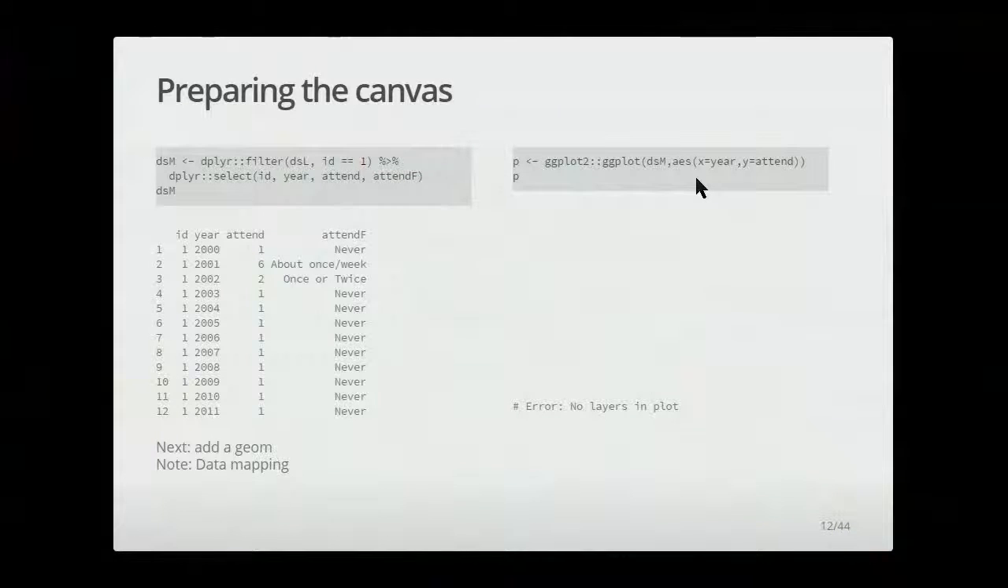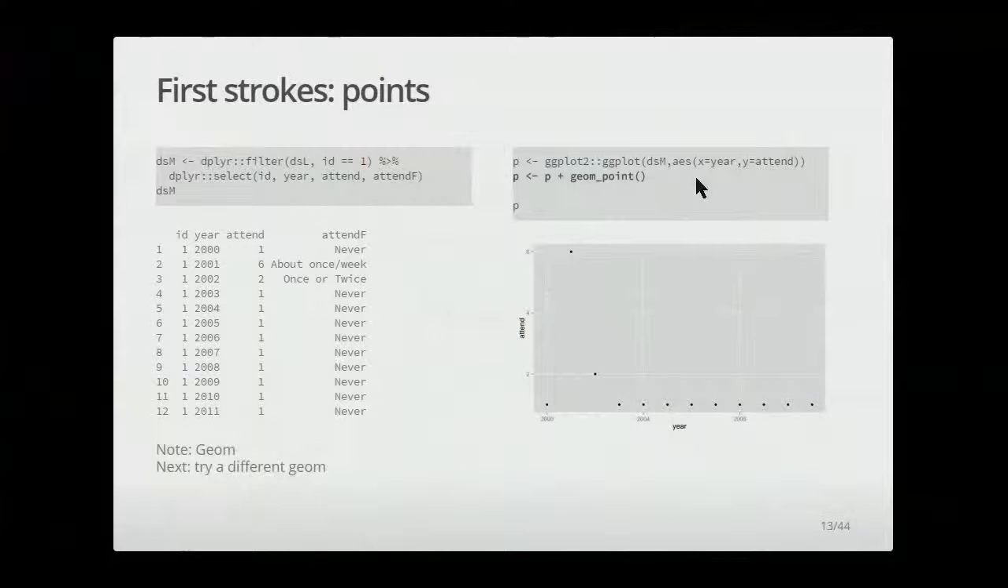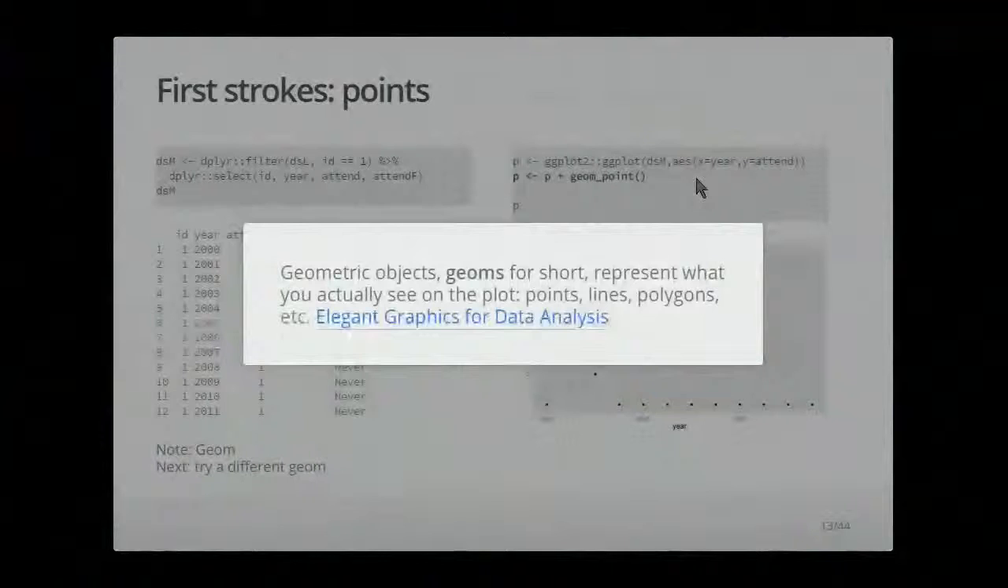So you have to apply sort of a pen or some instrument. You have to start making strokes on this canvas. The way you make strokes on a ggplot canvas is called geoms. And this is what we need to do. We need to add a new geom. A geom is a geometrical object that represents what you actually see on the plot. It's points, lines, polygons, etc. And again, this is how Hadley Wickham, the creator of ggplot, defined it.